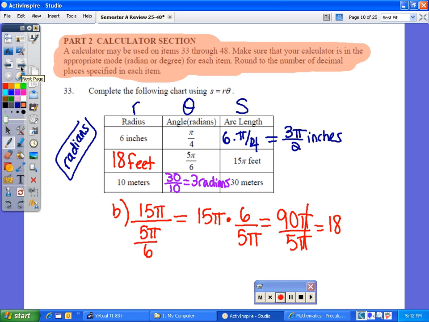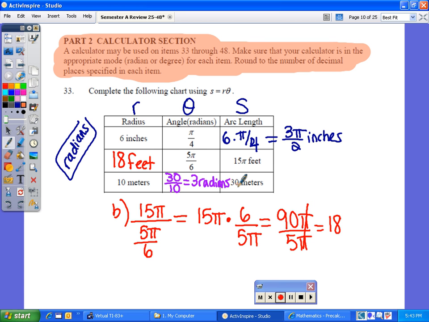Alright. Now we're to the calculator section. Make sure that you know when to use radians in your calculator and when to use degrees. So this is radians. So we have here 6 inches times pi over 4 because it's r times theta, which gives you 3 pi over 2. And then the next one is 15 pi divided by, because you're already given s. So you do 15 divided by 5 pi over 6. And then you can do 15 times 6 is 90, cancel out the pi's, and you're left with 18 feet.